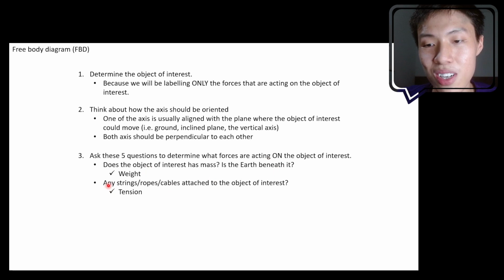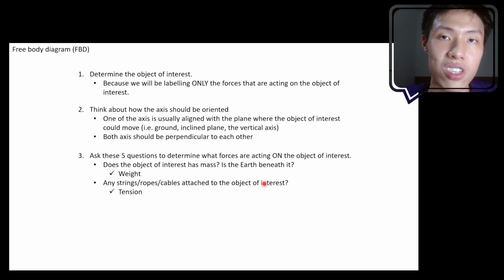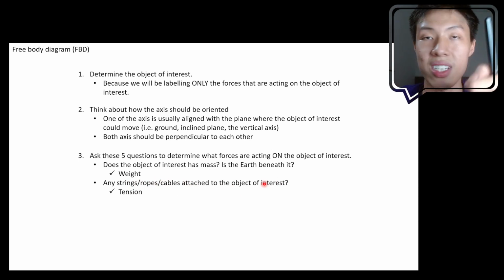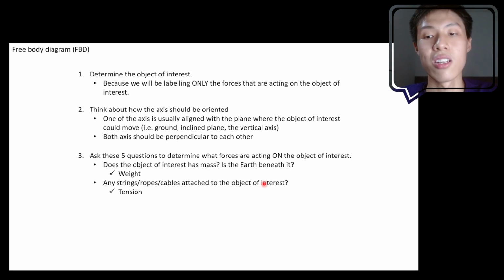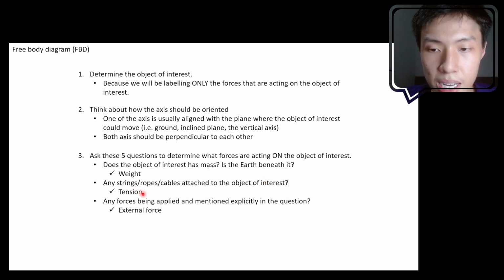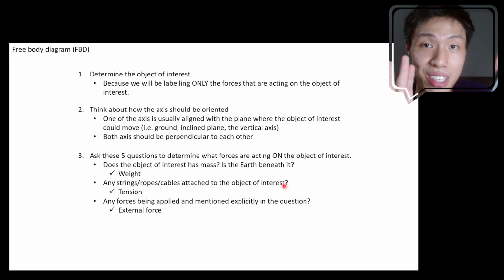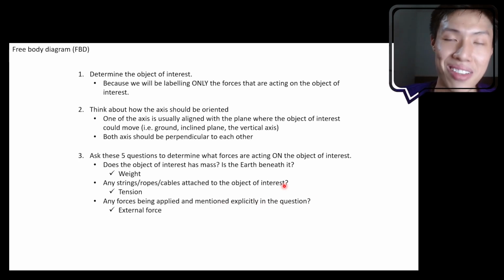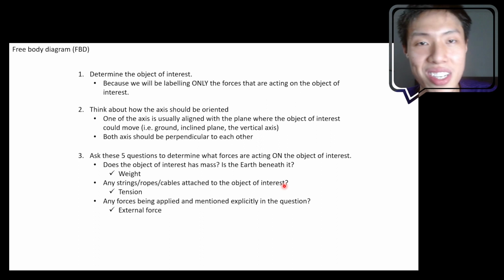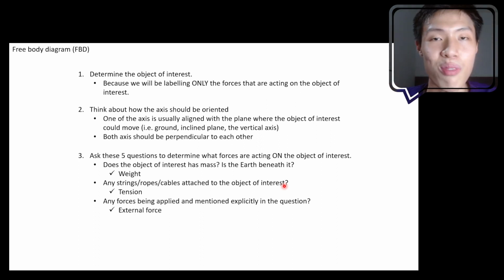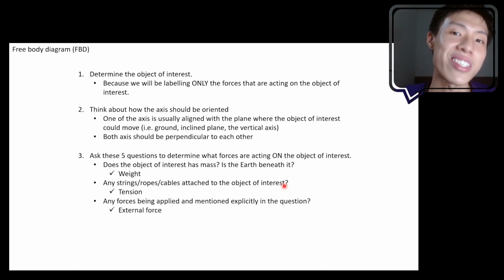Next question: are there any ropes, cables or strings attached to the object of interest? If they are attached, then you should expect there's tension, because you attach ropes, strings, cables because you want to pull using them, right? Next question: are there any forces being applied and mentioned explicitly in the question? You might see a diagram with a person pushing, and that one is an external force. Or the question mentions that this object is being pushed with a force of 200 Newton, explicitly mentioned. Those forces are called external forces.